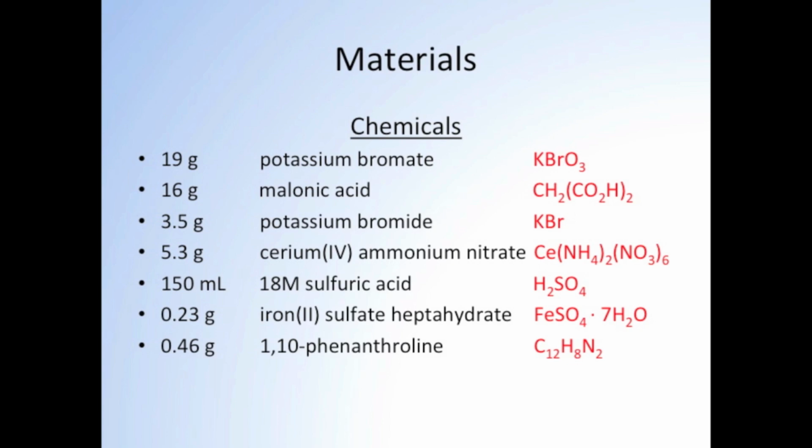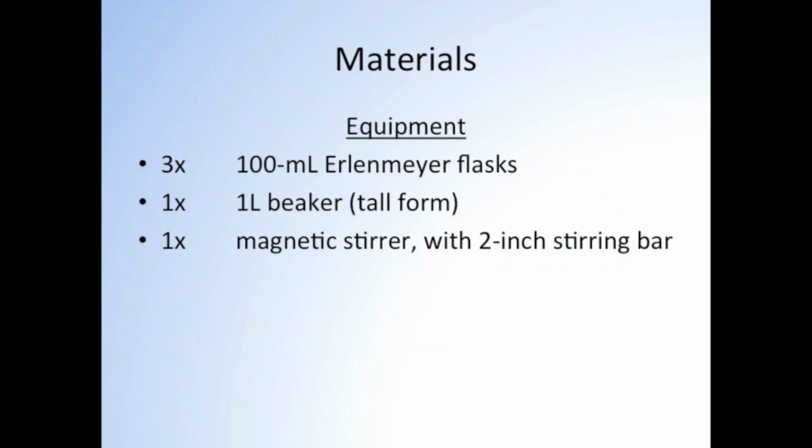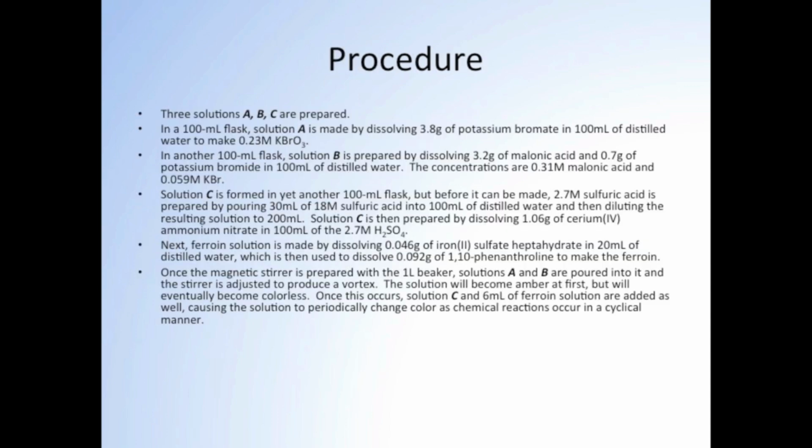Outlined here is a list of the chemicals and equipment necessary to replicate the following demonstration. The entire process consists of a mixture of 4 solutions. The first 3 are labeled A, B, and C, and the fourth is an indicator to make the oscillations more visual. A is a 0.23 molar solution of potassium bromate, B is a 0.31 molar malonic acid and 0.059 molar potassium bromide solution, and C is a 0.00193 molar ceric ammonium nitrate and 2.7 molar sulfuric acid solution. The indicator is ferroin solution, prepared by first dissolving a small quantity of iron 2 sulfate heptahydrate and phenanthroline.